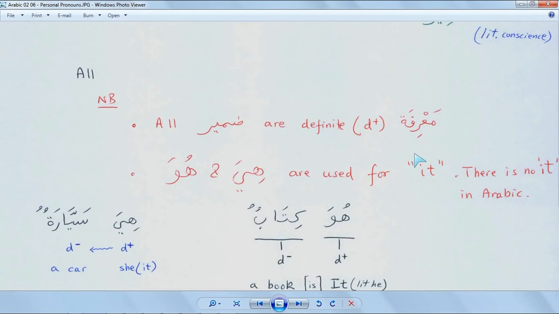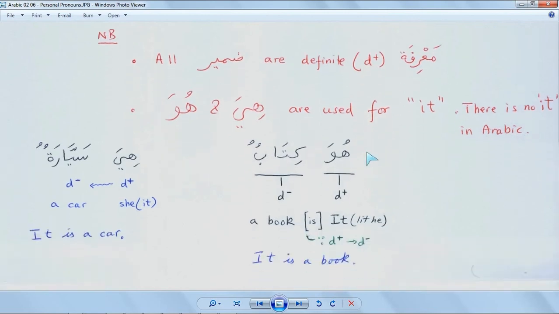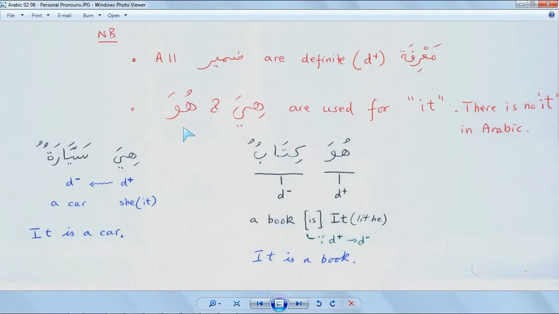Every pronoun, without exception, is definite in Arabic. Ma'rifa. The second point to note is sometimes the pronouns huwa and hiya are used for it, because there is no it in Arabic, or a neutral gender pronoun. So, for example, a kitab, a book in Arabic, is a he. Huwa kitabun. We would translate that as huwa is a definite word, it, and kitabun is an indefinite word, a book.